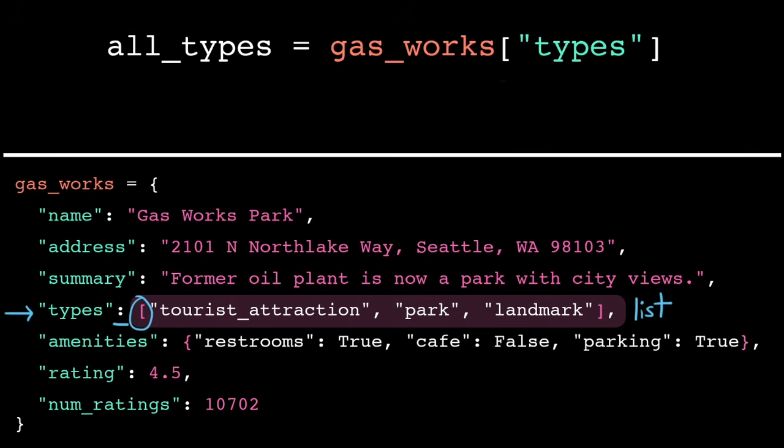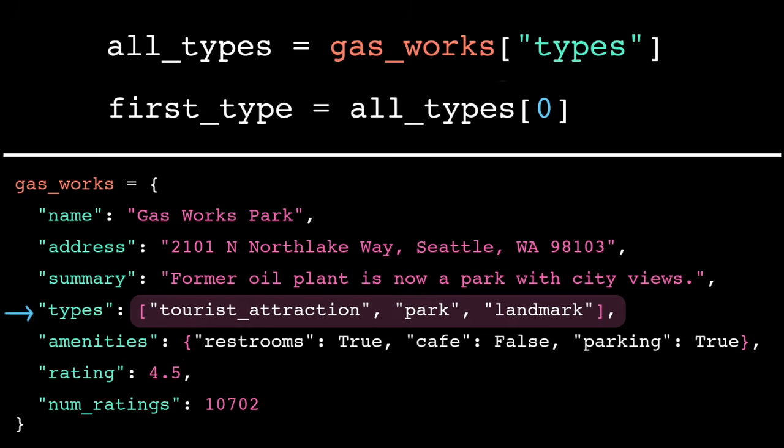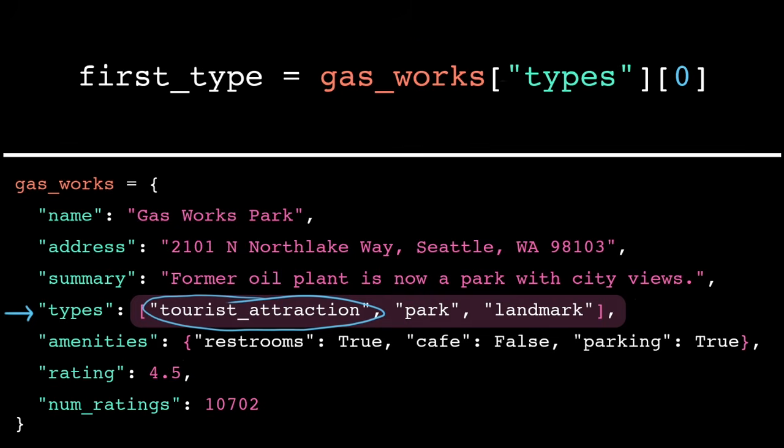Looking at this square bracket then, we know the value for the key types is a list. We can store that value in a variable, and then we can access it just like we would any other list. So if I access the element at index 0, I get the string tourist attraction, because that's the first element in the list. But here's the fun part. I can combine that two-part access into a single expression. I skip the intermediate step of storing that list in its own variable, and instead just tack on the second access after the first.